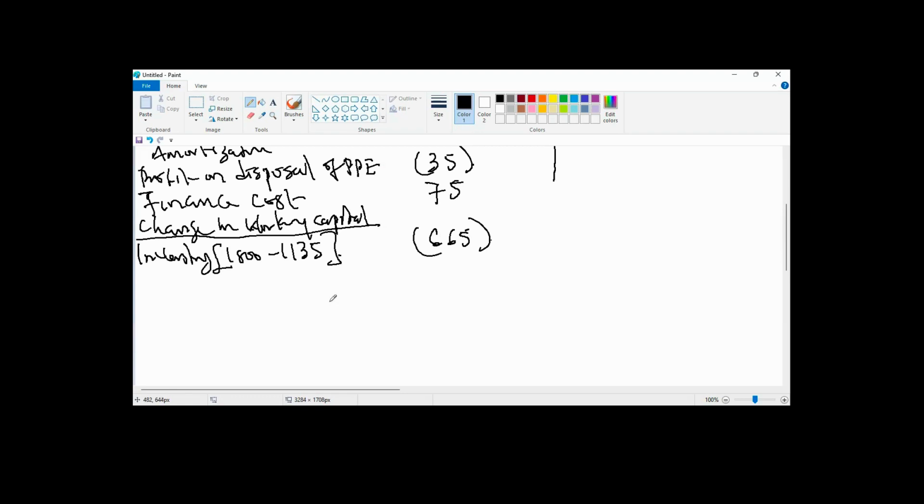Next, trade receivables. Trade receivables at the beginning 1620 minus 1370 at the end. 1620 minus 1370 is 250. A decrease in current assets is a cash inflow of 250.